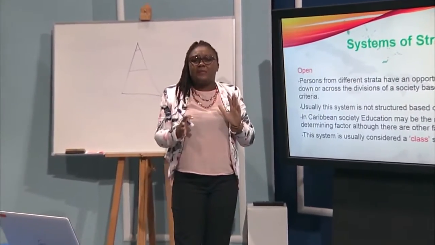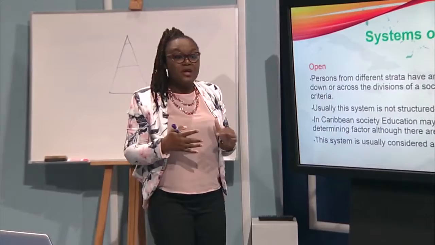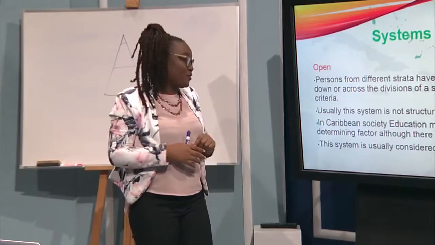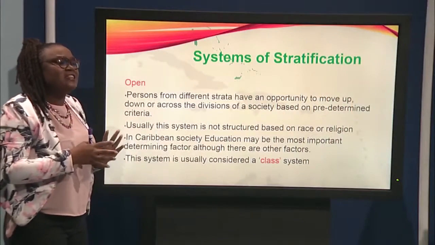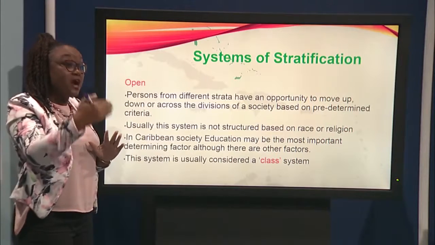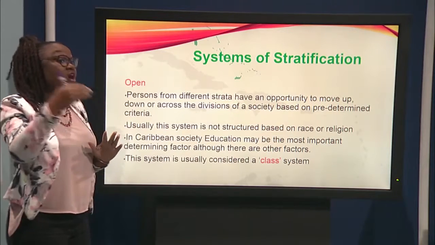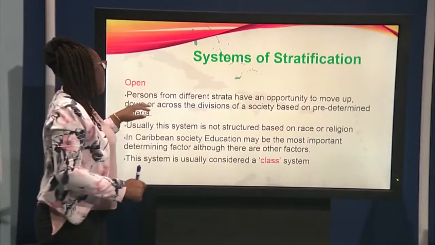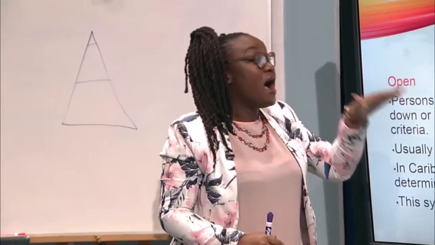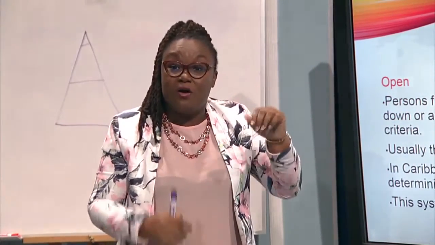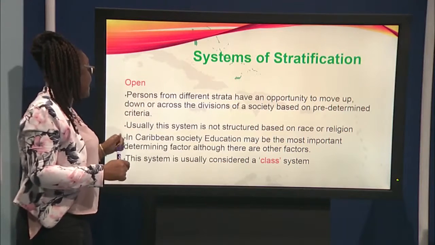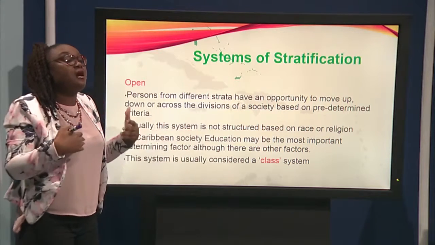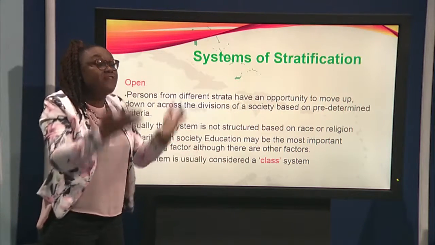Now, we have two different types of systems of stratification. The first is an open system. I choose to look at the open system first, because there are a number of things that we can jump off when we're talking about Caribbean stratification as it relates to the other system, which is, of course, a closed system. When we talk about an open system, we're saying that persons from different strata have an opportunity to move up or move across, depending on how you're looking at it. So persons can actually move up or down or across based on a predetermined set of factors of that society.